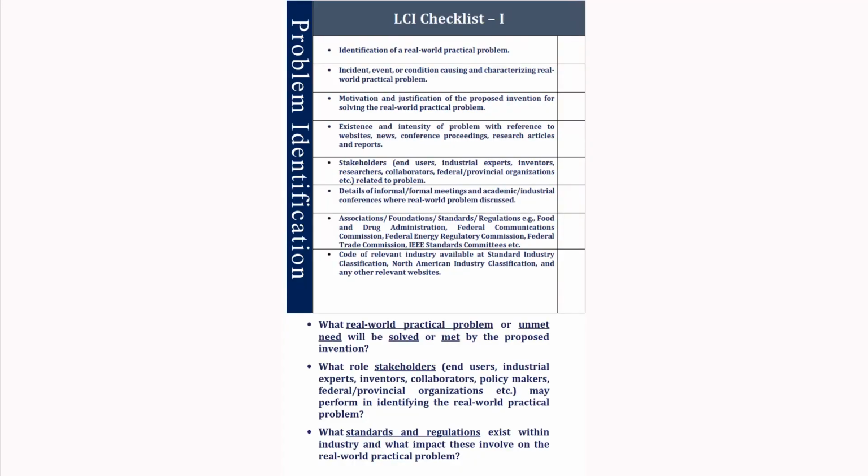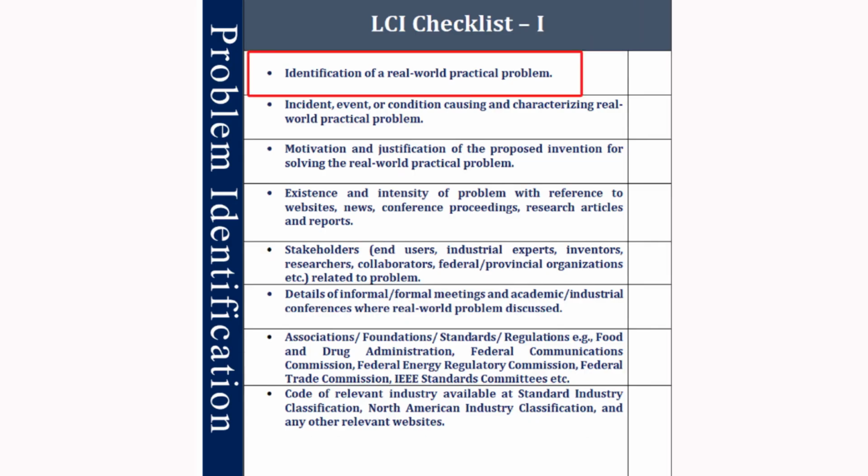In order to support these 3 questions, the LCI proposes Checklist 1. When all the items of the checklist are considered by the academic inventors or entrepreneurs, gradually they will be going closer to the identification of their real-world practical problem. Let us learn what the first item in LCI Checklist 1 is. The first item of the LCI Checklist 1 asks about identification of a real-world practical problem.